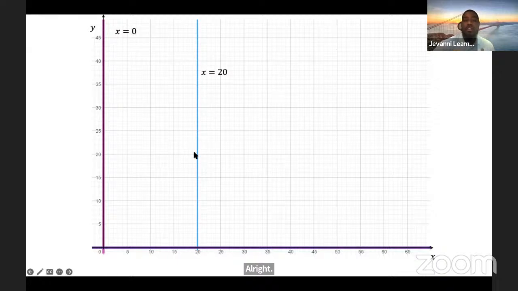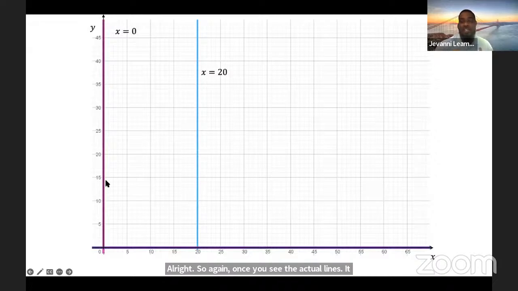So again, once you see the actual lines, they would be the equations, right? This is why I always ask if it's an equation or inequality. When we do the inequality aspect, you'll see which aspect is actually important. We were doing it before, so let's see. All right, where's the other line? So it's y equals 0.